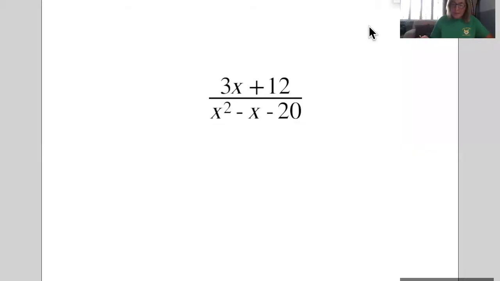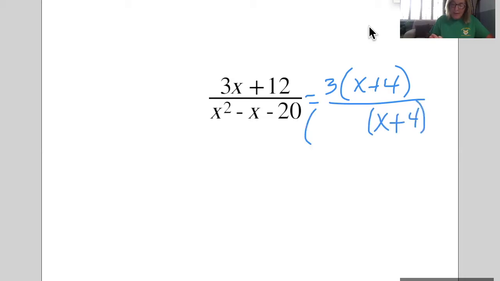All right, let's try this one. And if you want to pause the video, do it yourself, and then come back and see if you got it right, that's perfectly fine with me. So I see I can factor out a 3 here. So we're left with x plus 4, and I'm guessing x plus 4 is one of my factors. And that would make this x minus 5.